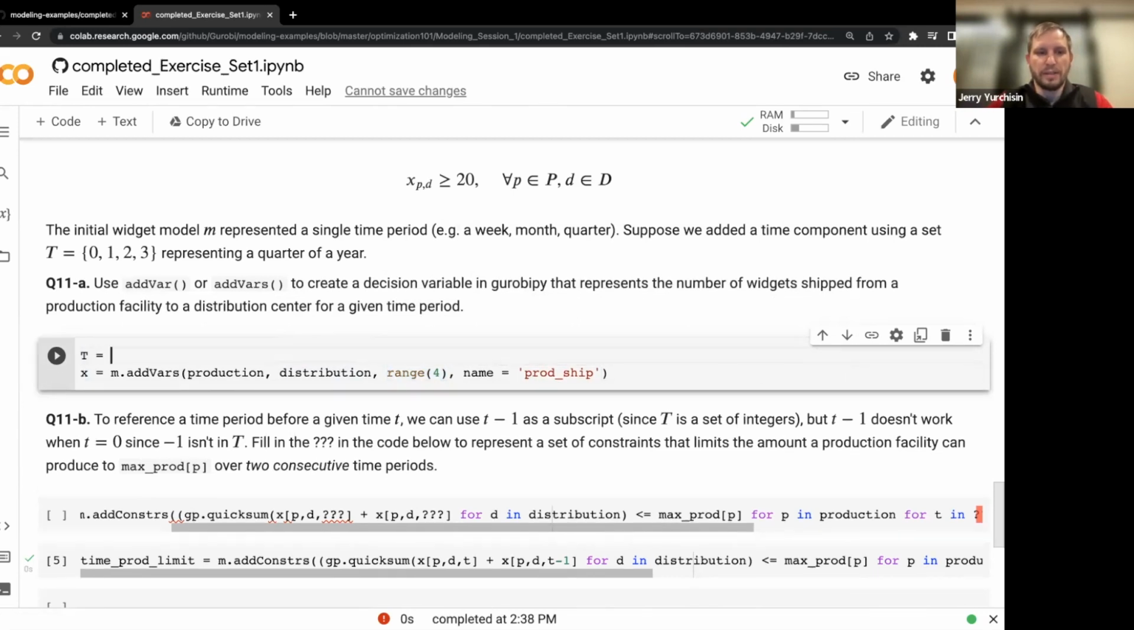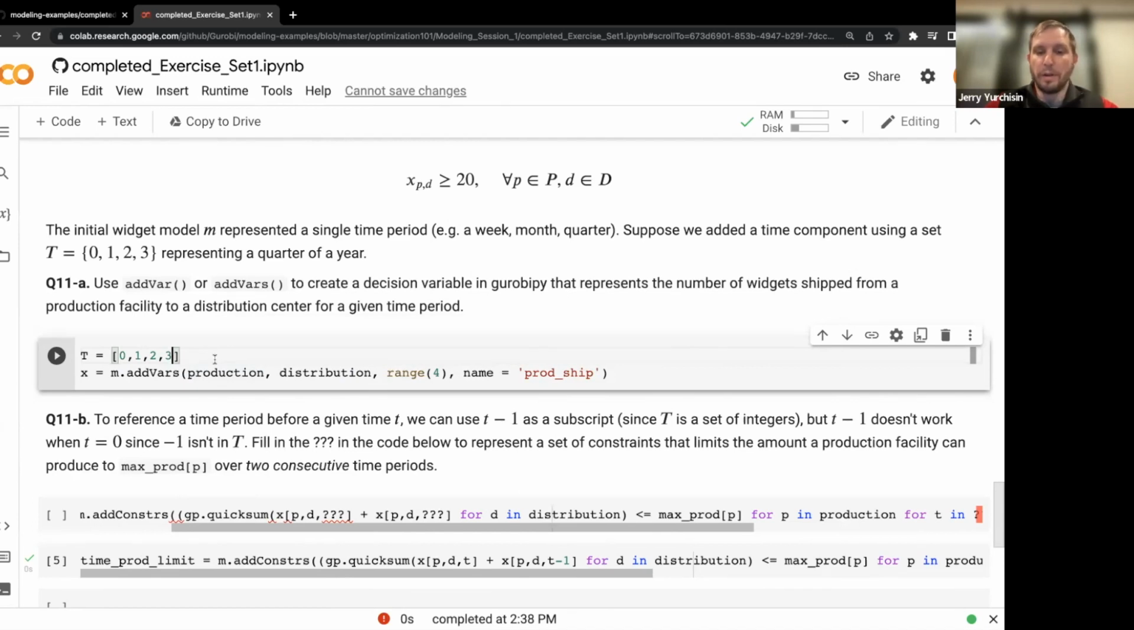There's, again, a bunch of ways you can go about it. You can say T is equal to 0, 1, 2, and 3, like this, and then you can use set T. It doesn't matter how you decide to do it, as long as you have essentially your production by your distribution by your time. There's different ways to call it, different ways to go about it. So that gives you an option for defining the set.